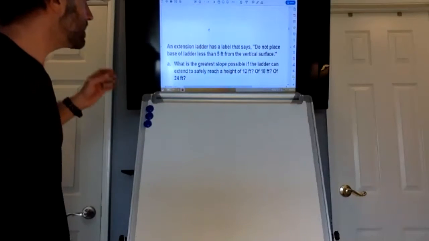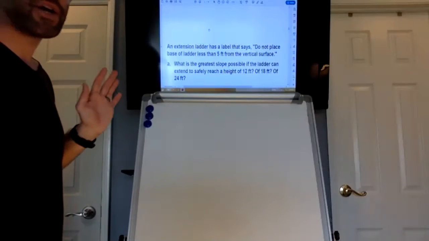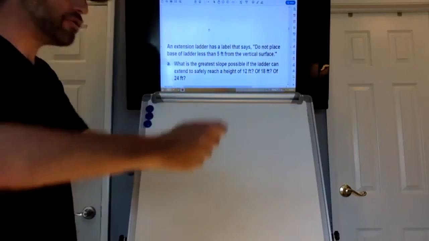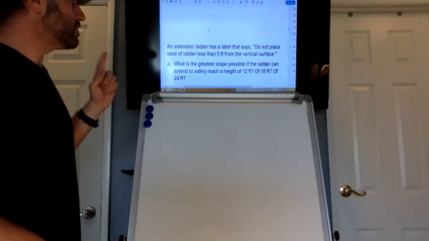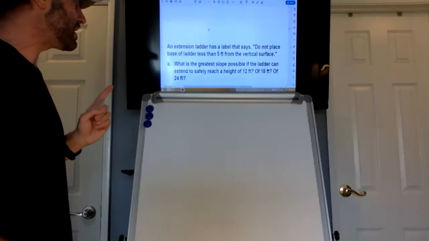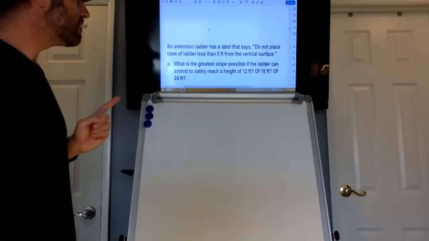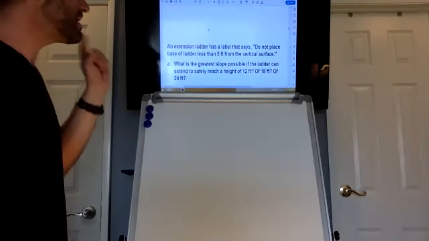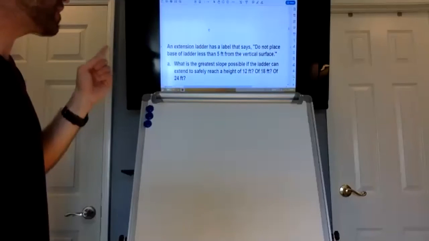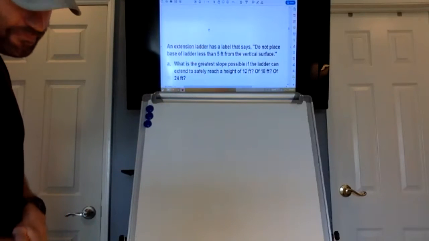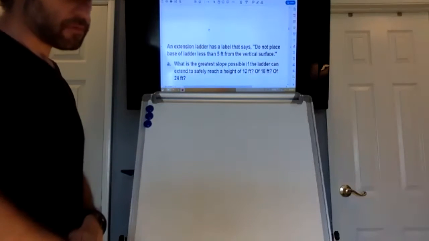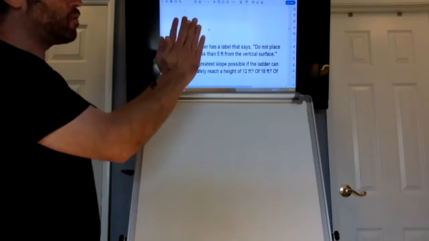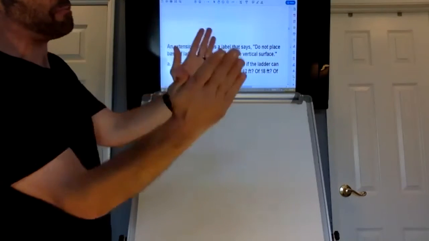Okay, so now an extension ladder. You can draw this diagram on your paper. Have fun with this one. An extension ladder, that means the ladder you can extend the height of it, has a label that says, do not place base of ladder less than 5 feet from the vertical surface you're trying to climb up. Why not? Then it can fall. If the ladder is too close to the wall that you're trying to climb up, it can tip back over.